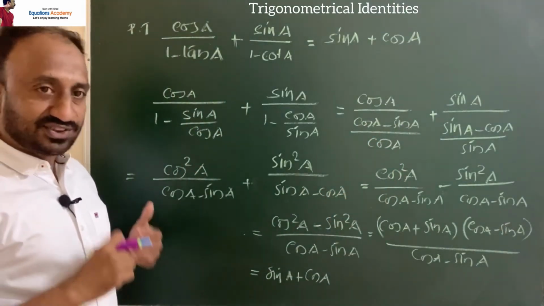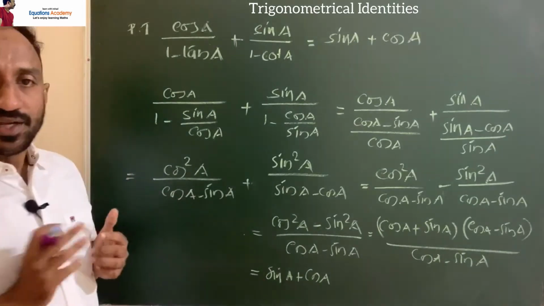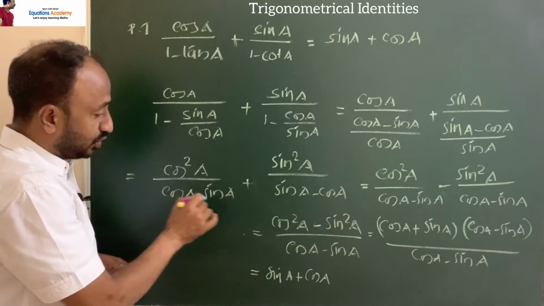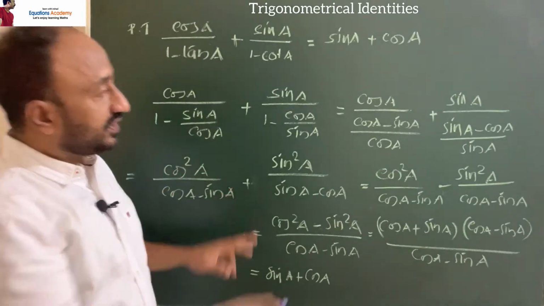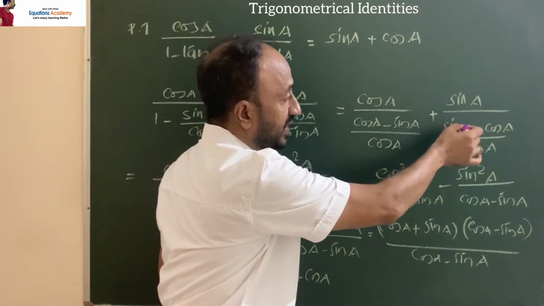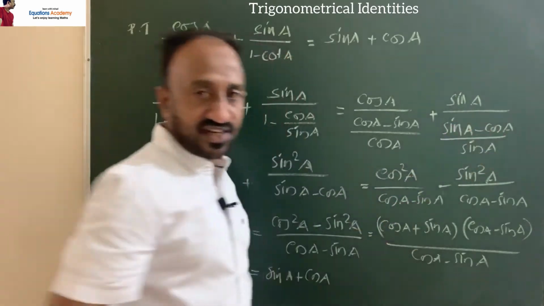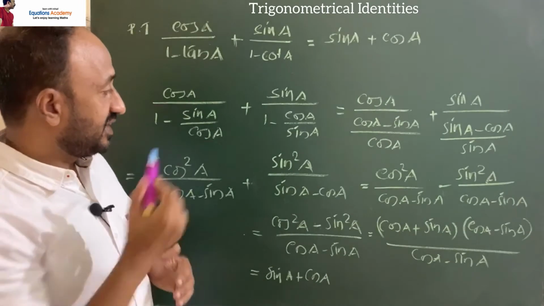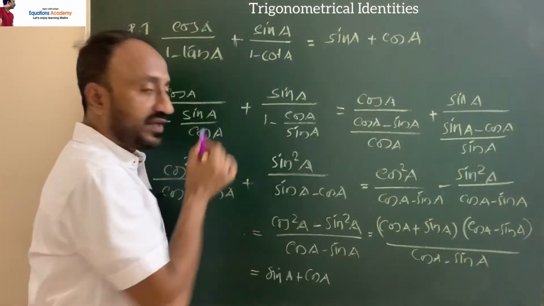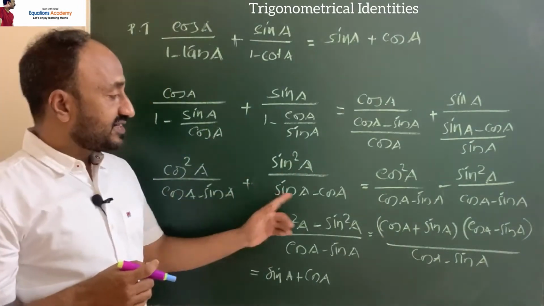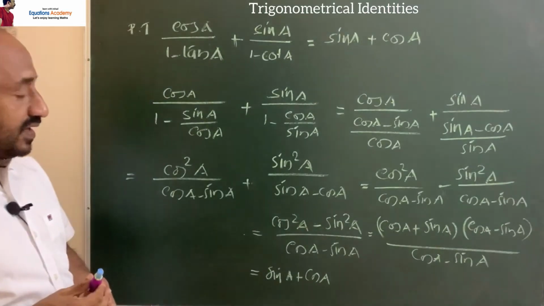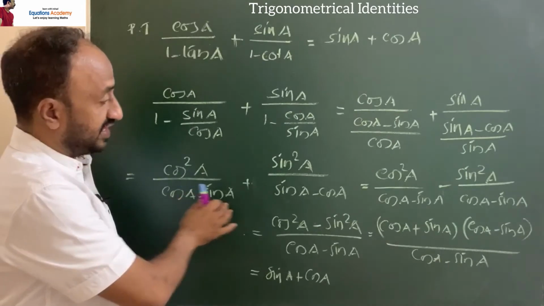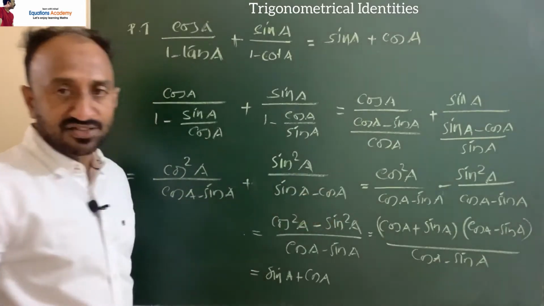That means cos A into cos A by cos A minus sin A. Cos A into cos A is cos square A divided by cos A minus sin A, plus sin A by sin A minus cos A by sin A, that means sin A into sin A by sin A minus cos A, which is sin square A over sin A minus cos A. Now check here, the denominator is cos A minus sin A. Here it is sin A minus cos A.